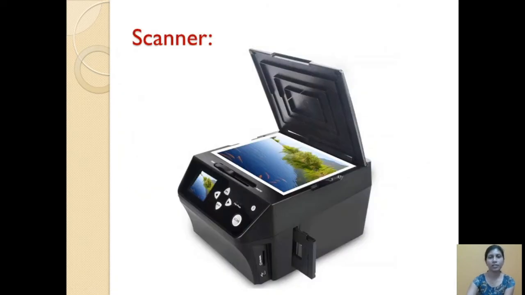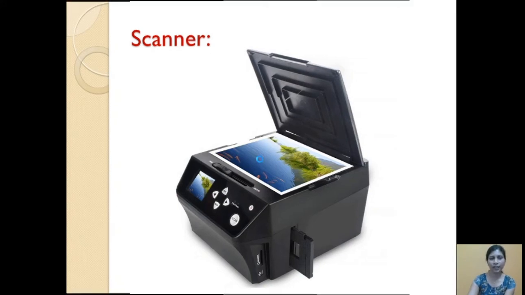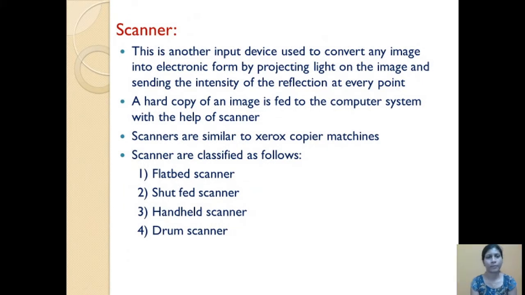See, this is another input device, the scanner. Then we'll see the use of the scanner. Scanner is another input device used to convert any image into electronic form by projecting light on the image and sensing the intensity of the reflection at every point. If you have any image, or whatever data you have written on paper, and you want that in electronic form, we convert it using a scanner.